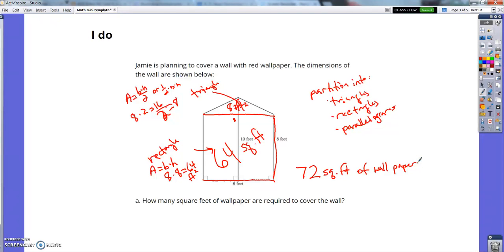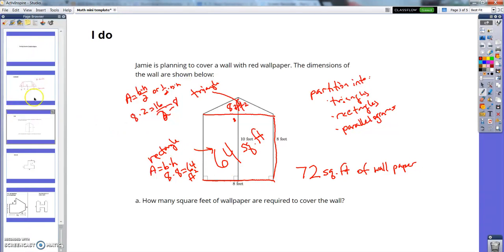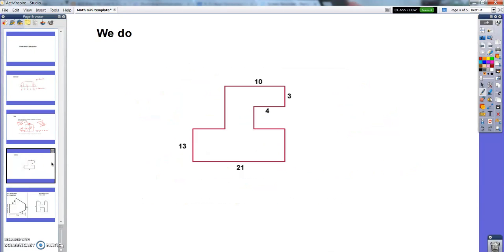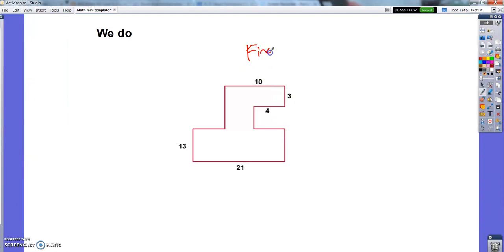All right, not too bad. Let's do another. Well, let's do one together. All right, here. So open your math notebook. Take a sec to draw this figure, and we'll talk it through. So let's find the area of this guy.